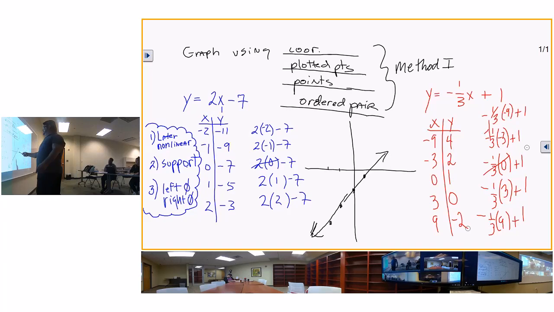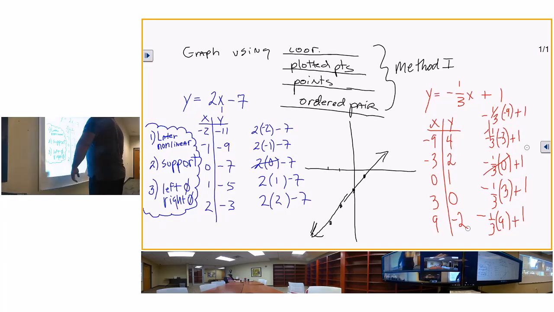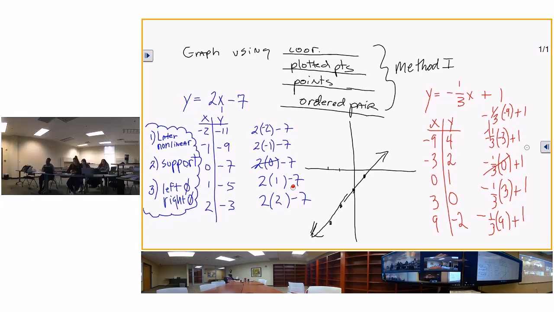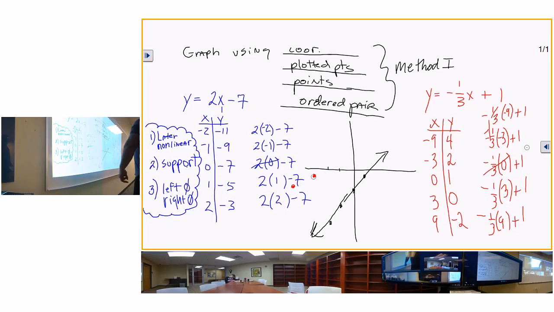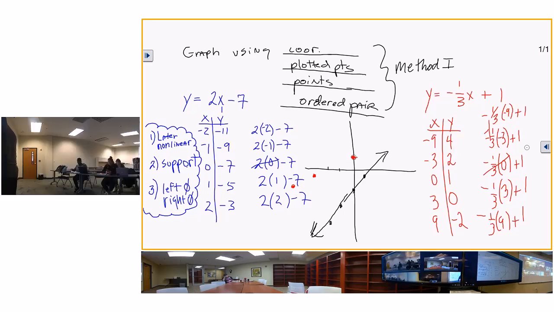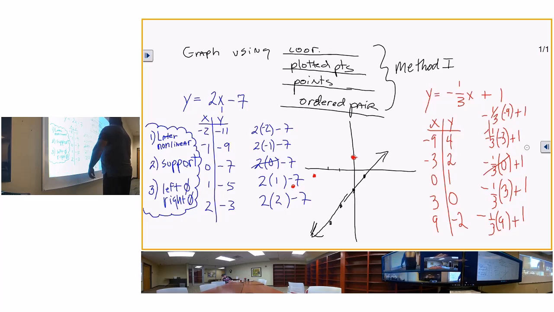Negative 9, that's way down here. Negative 4, that's right there. Negative 3, negative 2, 0, 1, 3, and 0. Something's wrong here.